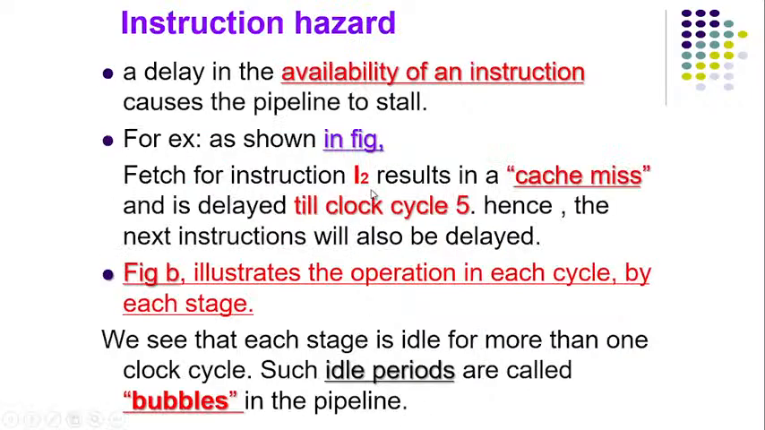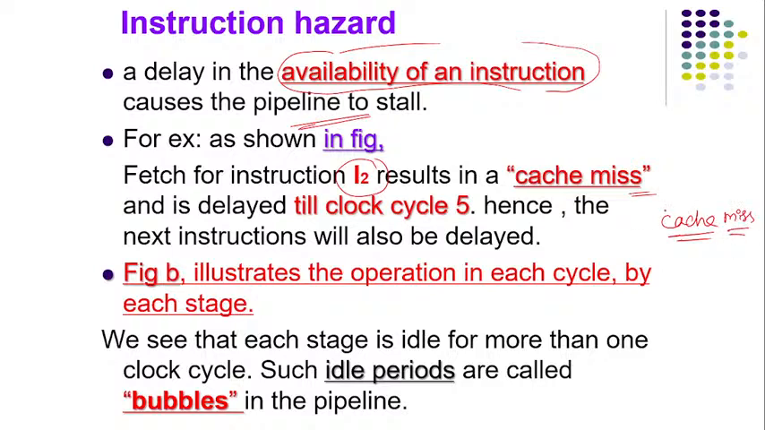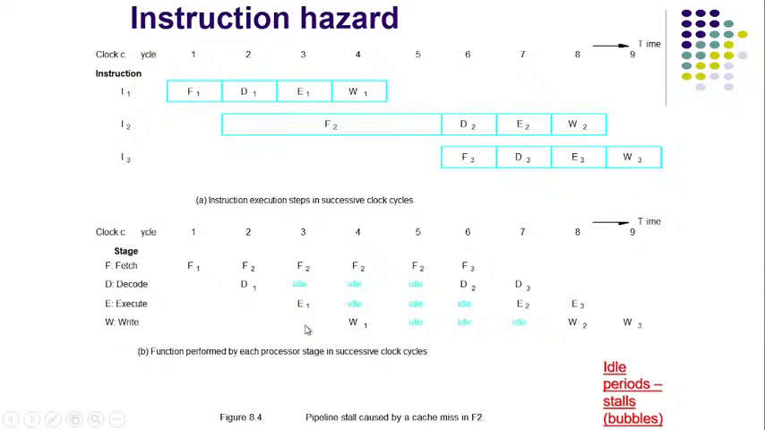Then instruction hazard. Instruction hazard means a delay in the availability of an instruction, a delay that causes the pipeline to stall. So the fetch for instruction I2 results in a cache miss. It means if the instruction is not available, that is a cache miss. We call it a cache miss, and it is delayed till cycle 4. In cycle 5 the instruction is not available. Here is one example.